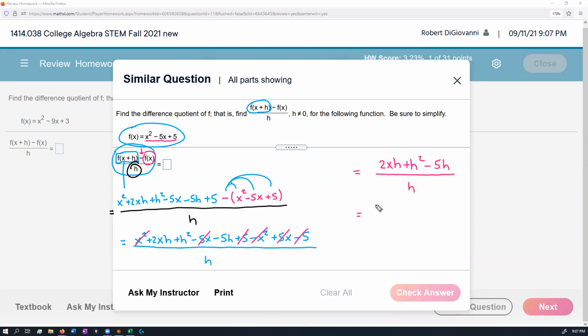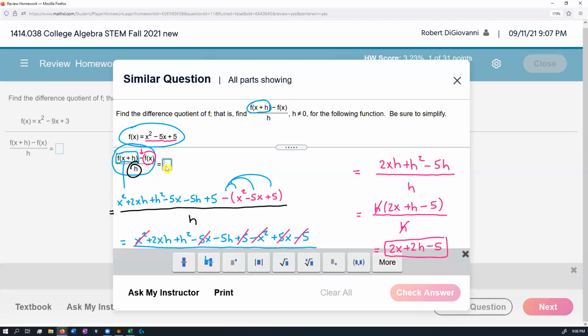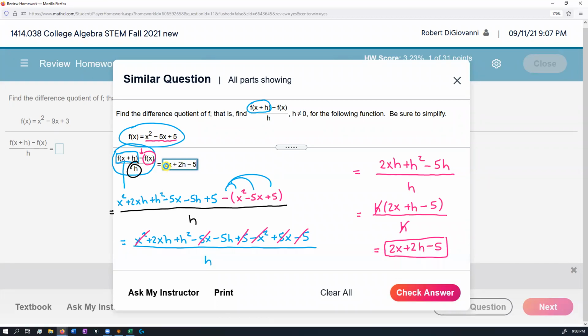And I noticed that on top, I can factor an h out of each term because we have a GCF, right? A greatest common factor of h. And that's good because these h's cancel. And that leaves us with just what was in the parentheses. And that right there is the difference quotient simplified. And that should be our answer. So 2x plus 2h minus 5.